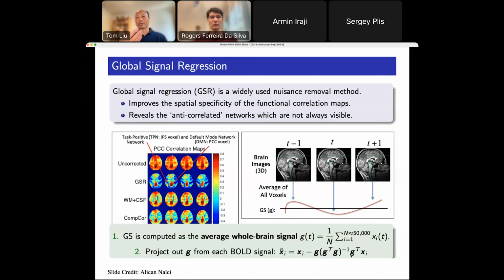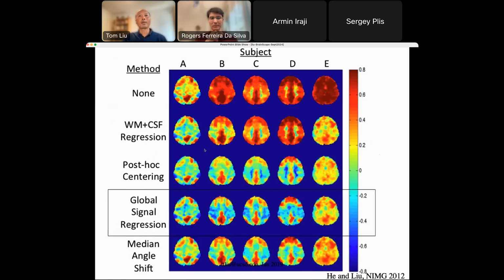And so you essentially regress the global signal out of every time series in your brain, and then you proceed with your processing. That process is known as global signal regression. Now, why do people do global signal regression?